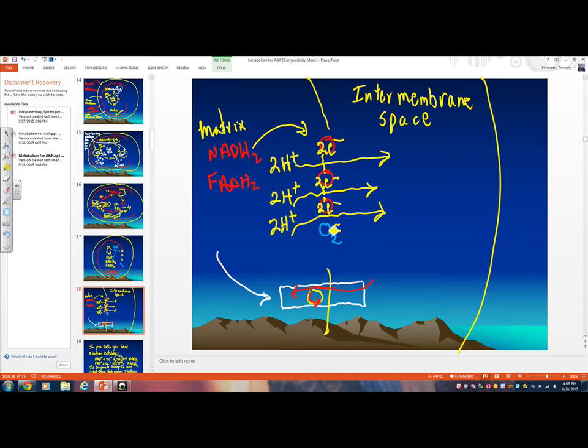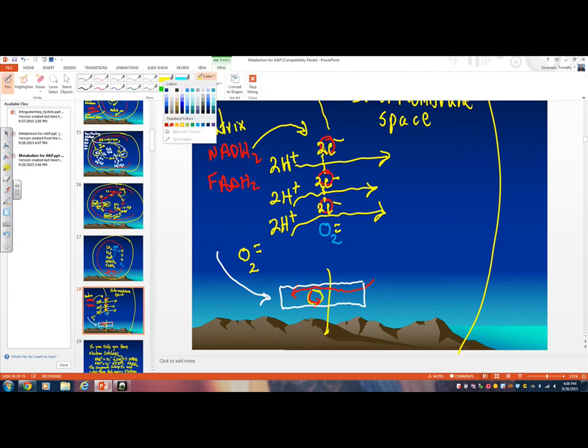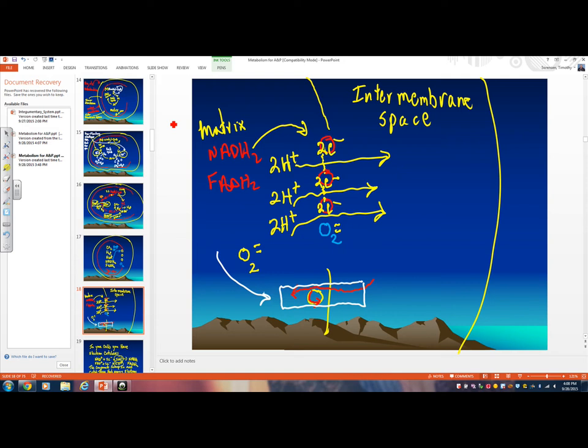Now, when oxygen binds those 2 electrons, floating around in the cell are hydrogen ions. So oxygen has 2 electrons, and it doesn't matter where you get the hydrogen ions from. It doesn't matter. They're floating around. They're ubiquitous, right? And those 2 hydrogen ions will combine with those 2 electrons, and they will form water. So essentially what you've done is you've used up the oxygen.